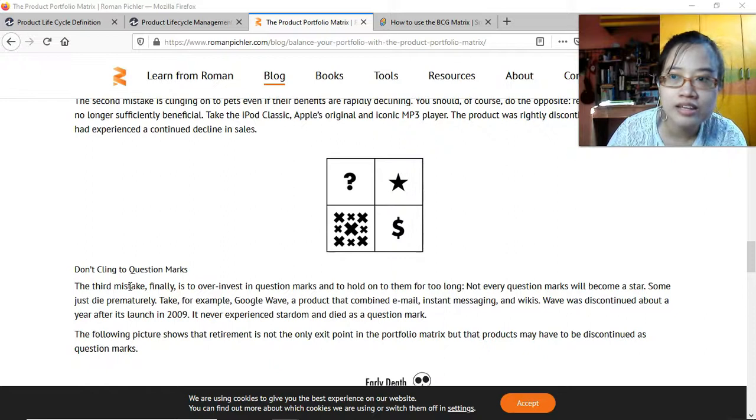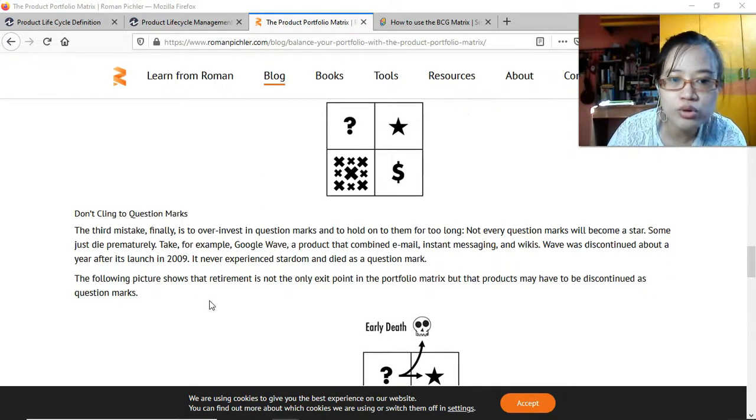Okay? And then thirdly, don't cling to question marks. If they're a failure, just move on already to the next product development. The third mistake finally is to over-invest in question marks and to hold on to them for too long. Not every question mark will become a star. Some of them would die already. Okay? Take, for example, Google Wave, a product that combined email, instant messaging, and wikis. Wave was discontinued about a year after its launch in 2019. It never experienced stardom and died as a question mark.